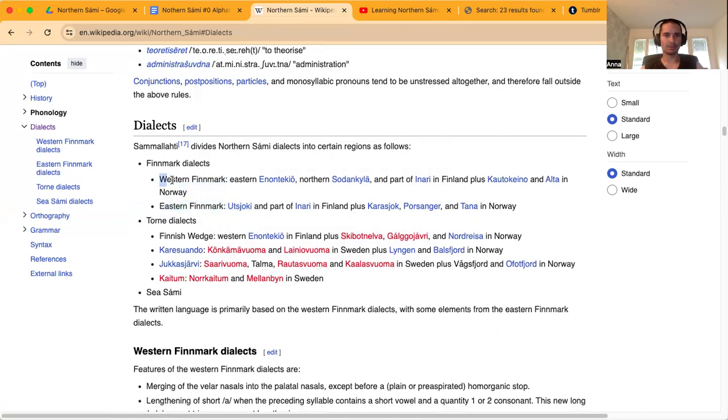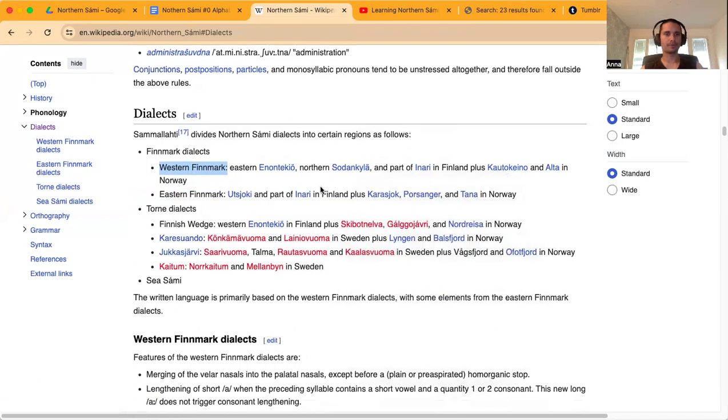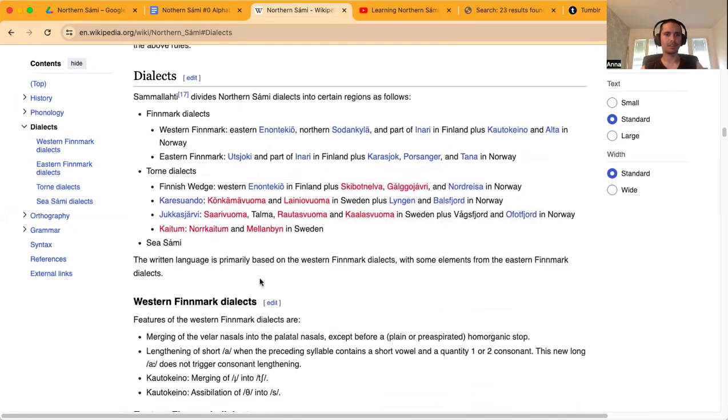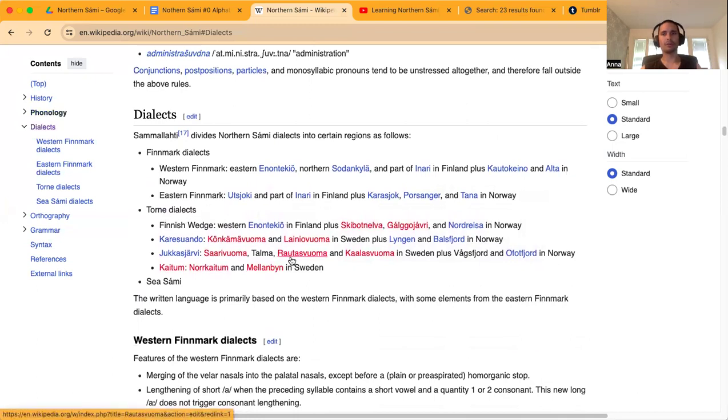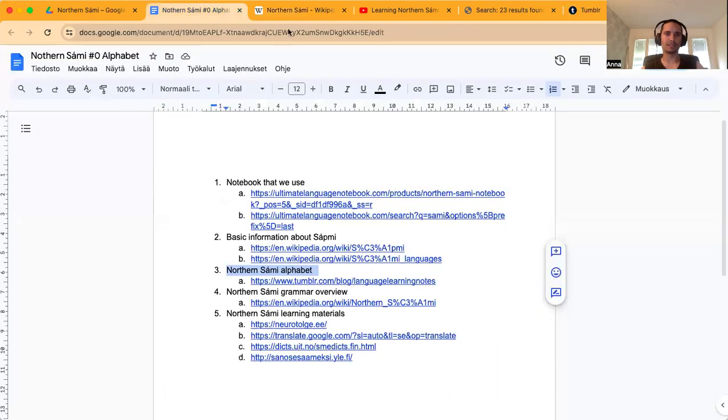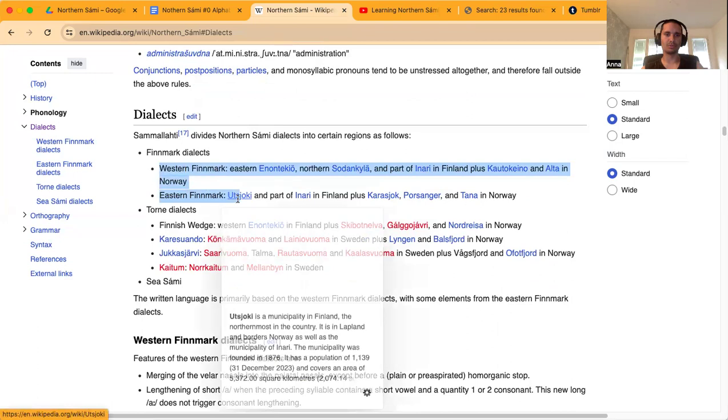I think my teacher spoke the Western Finnmark dialect because she was in Kautokeino. Torne dialects, yeah, there are quite many, but most of my teachers spoke about two main dialects. Maybe it's like these two.